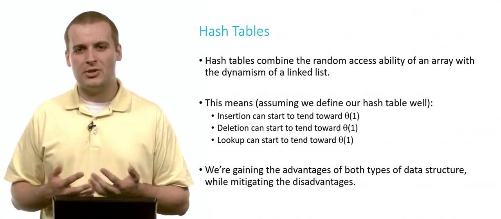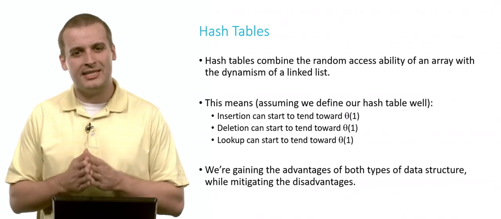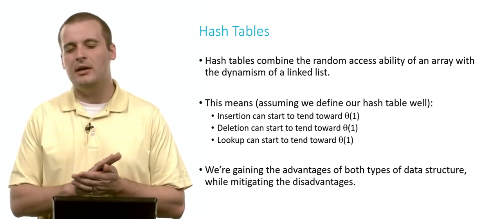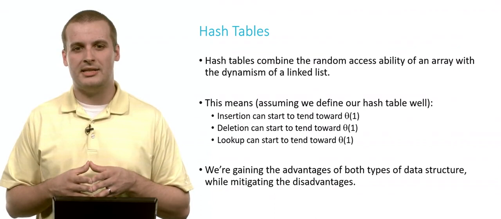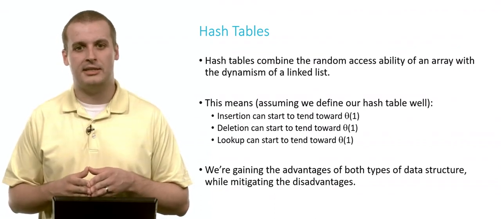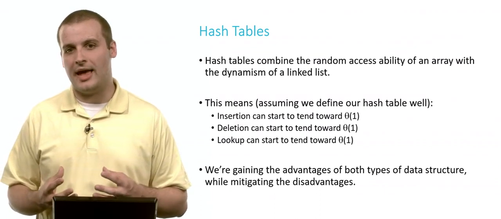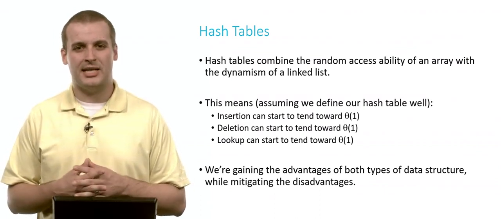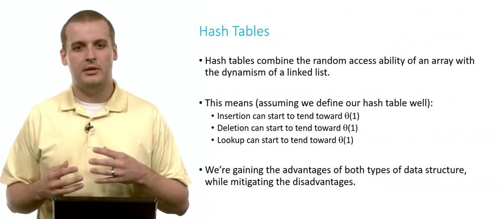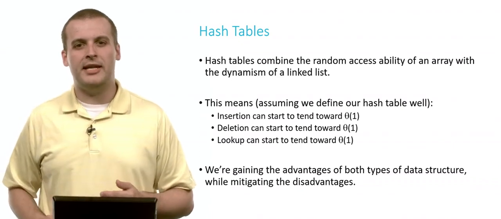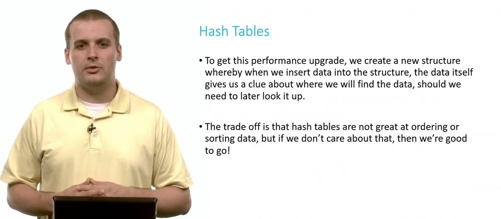So what's the average scenario? Well, on average, insertion into a hash table can start to get close to constant time. And deletion can get close to constant time. And lookup can get close to constant time. We don't have a data structure yet that can do that. And so this already sounds like a pretty great thing. We've really mitigated the disadvantages of each on its own.